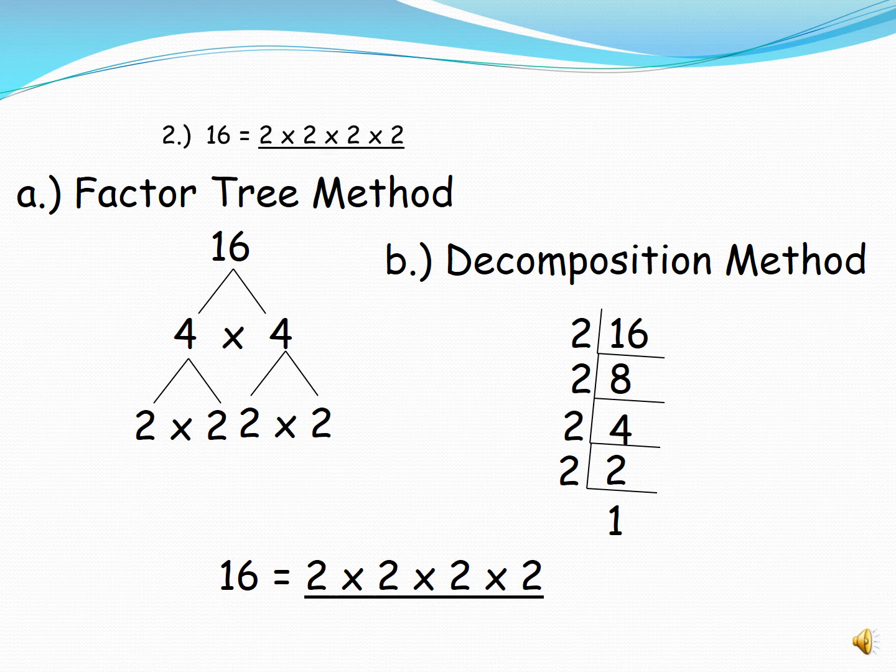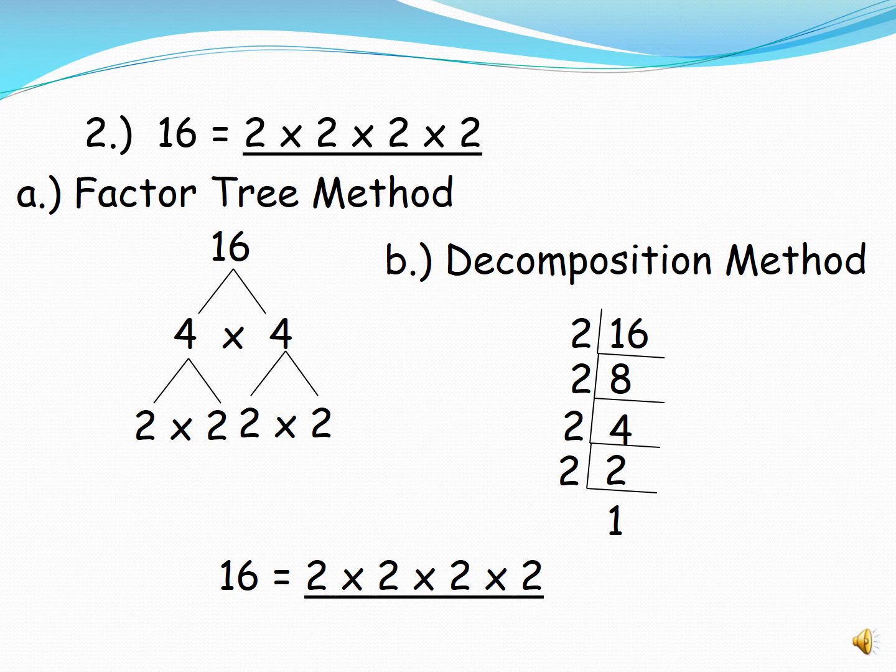Number 2, we have 16. Using the factor tree method, 16 is 4 times 4. Then the factors of 4 are 2 times 2, and the other 4 is 2 times 2. So we have 2 times 2 times 2 times 2.